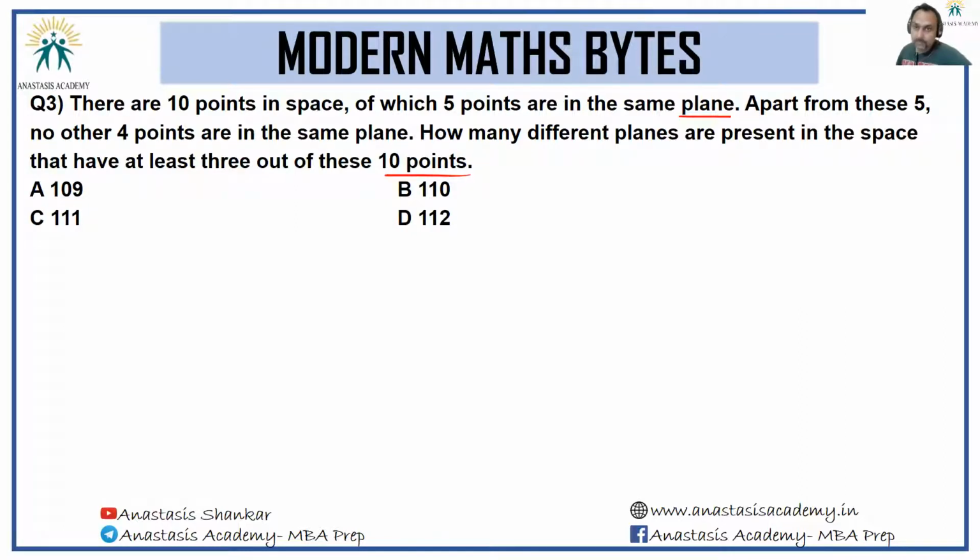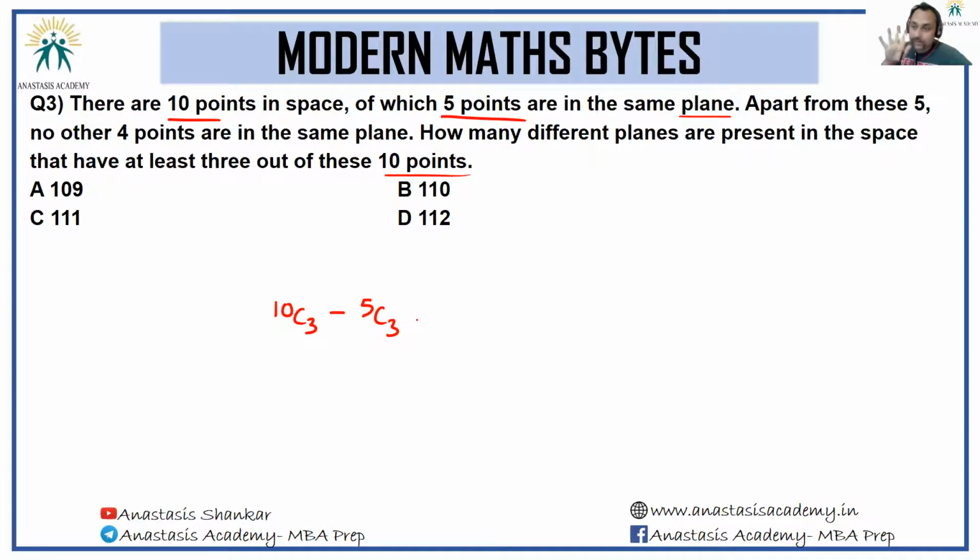Now see, in order to make a plane, you need 3 points, because 3 points will give you a flat surface, a 2D surface. So if you had only been told 10 points, you would have gone 10C3. But the problem is 5 points are in the same plane. So there will be a lot of overcounting taking place. So let's get rid of that overcounting.